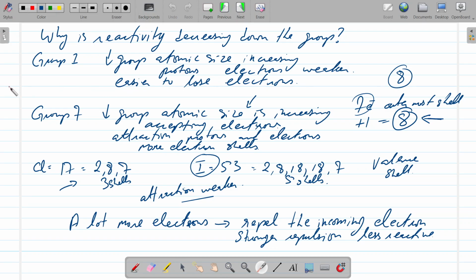Now the question is, why is that reactivity decreasing down the group? That is because when you go down the group, the atomic size is increasing, and we know group 7 accepts electrons. The electron is attracted by the protons in the nucleus. Because the size of the atom gets larger, the electron that's coming in is coming into the outermost shell.